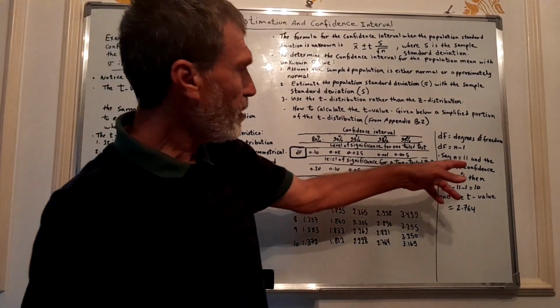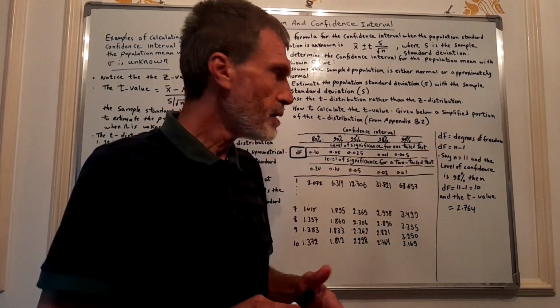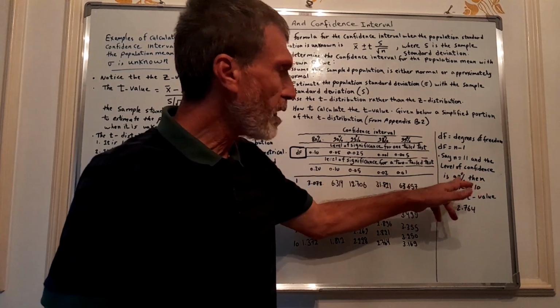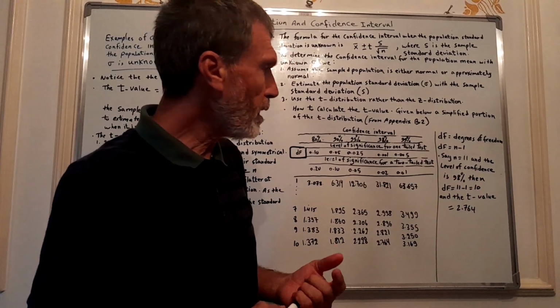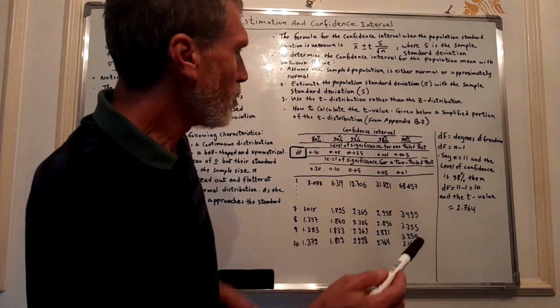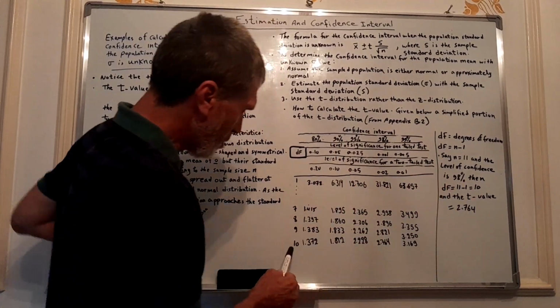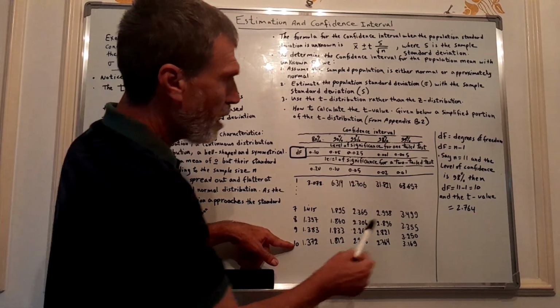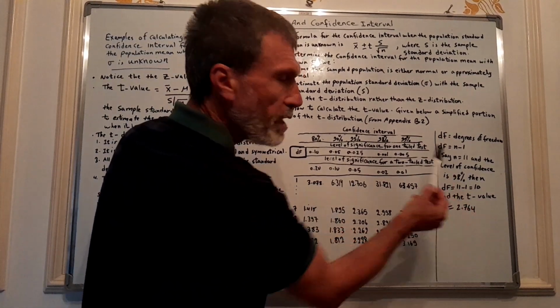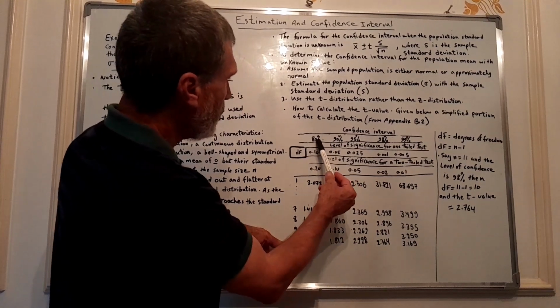So here, I'm giving an example. Say n equals 11, and the level of confidence is 98%. So what do we do first? Well, first we calculate the degrees of freedom. We come up with 10. This is 10 over here. Now, we have the level of confidence is 98%. Where is the 98%?